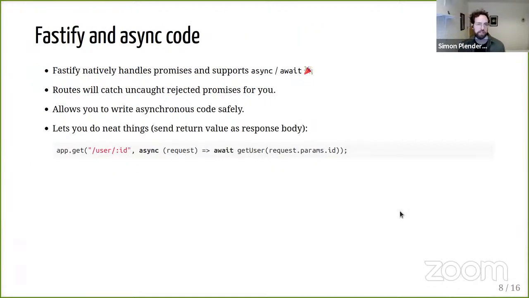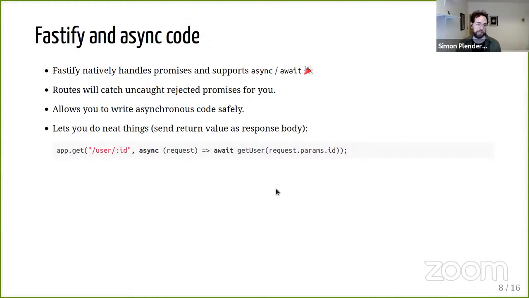So when it comes to Fastify and async code, as I mentioned earlier, it's natively handling promises, supporting async await. And this means that routes for handling requests will catch uncaught rejected promises for you. You should still be writing error handling code, but this provides you with a safety net. So it allows you to write asynchronous code safely.